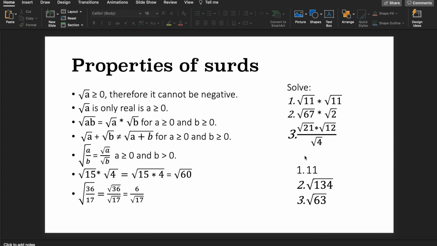And the rest of the answers would be easy. Square root of 11 into square root of 11, that's 11 itself. And you just have to multiply these two.